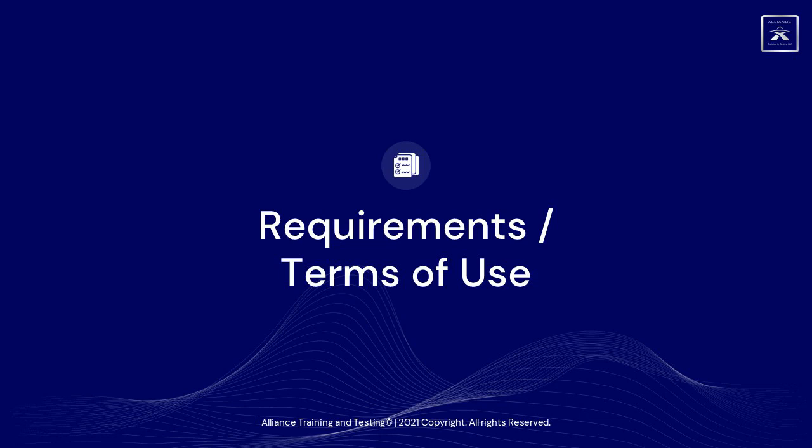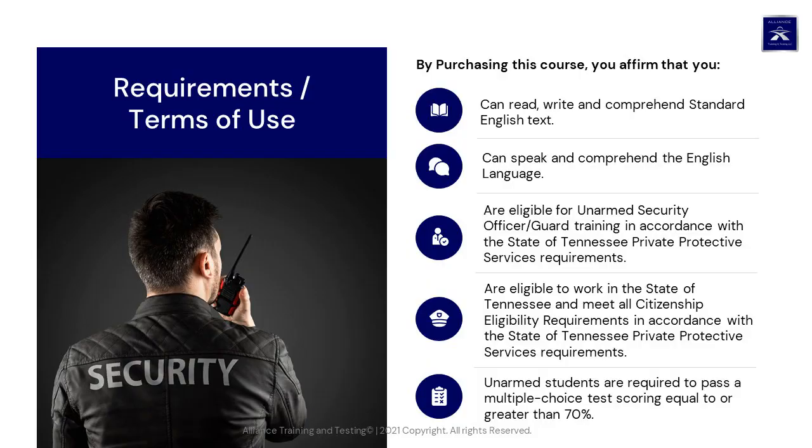Requirements. Terms of use. By purchasing this course, you affirm that you can read, write, and comprehend standard English text, can speak and comprehend the English language, are eligible for unarmed security guard officer training in accordance with the State of Tennessee Private Protective Services requirements, are eligible to work in the State of Tennessee and meet all citizenship eligibility requirements in accordance with the State of Tennessee Private Protective Services requirements. Unarmed students are required to pass a multiple choice test scoring equal to or greater than 70%.